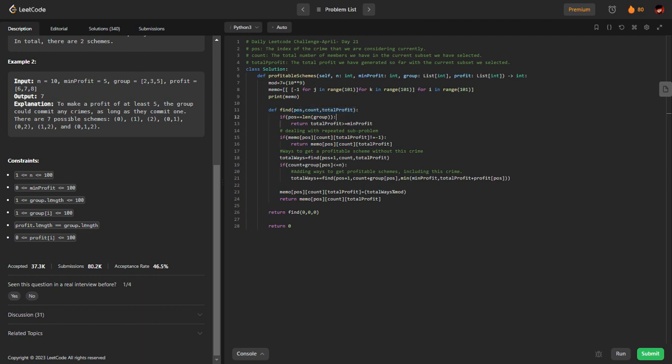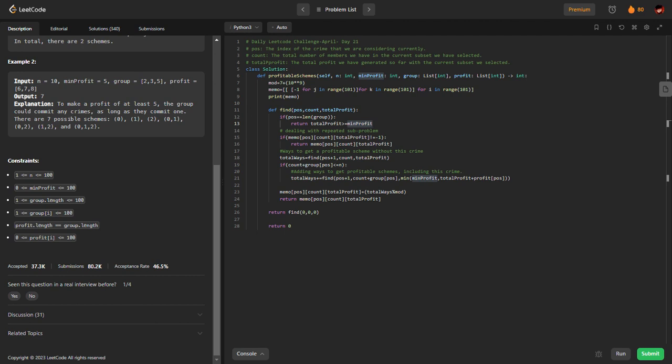So this is going to be my ending condition. Position will start from 0 and go till the last. So if position equals the length of group, that means all the positions are already considered. Finally, we return if my total profit is greater than or equal to the minimum profit. If the subset selected is generating a profit at least the minimum profit, then it will return true, which means it will return one. True or one, whichever you want to say.